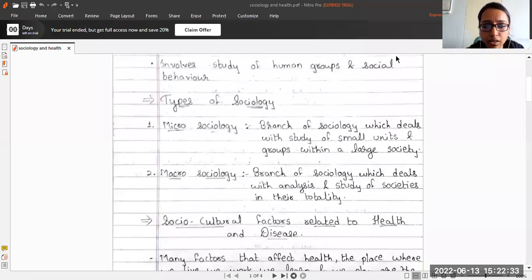In macrosociology, we study how the entire society affects health, and in microsociology, we divide the entire society into small individual groups on many different bases, and then these small groups are studied. We look at how the health of such small groups is affected, and how the sociology of these small groups and their health are connected, and entirely the total societal sociology is studied.